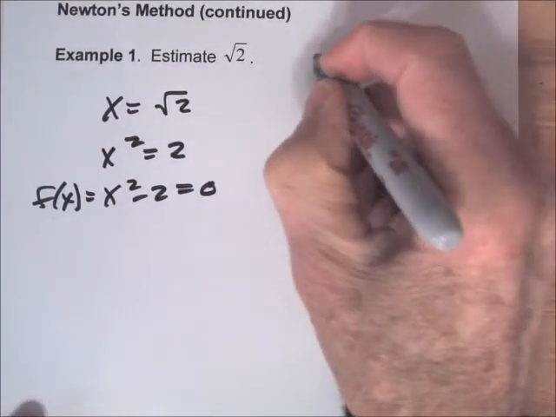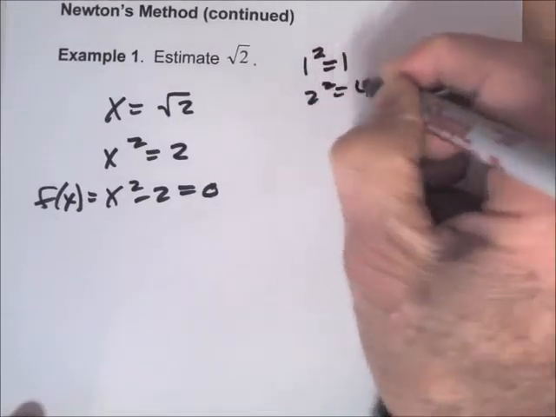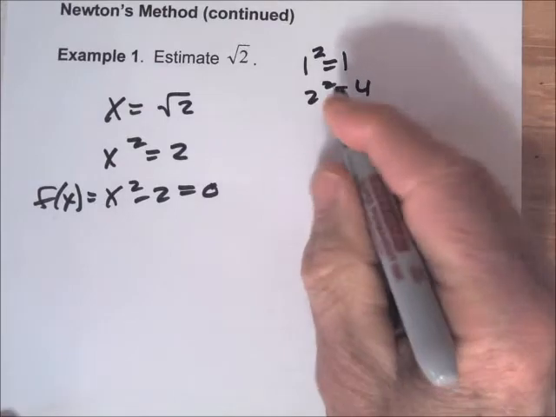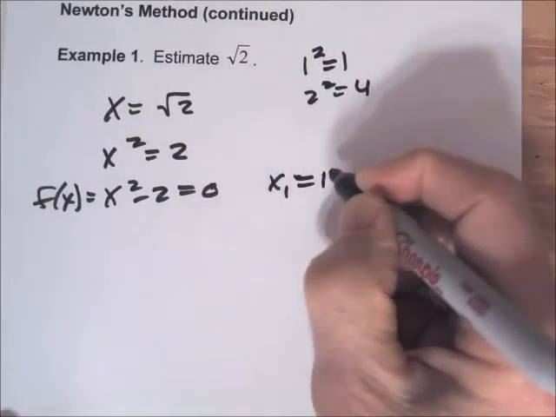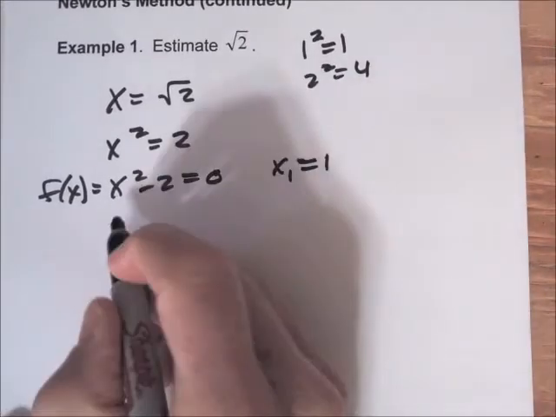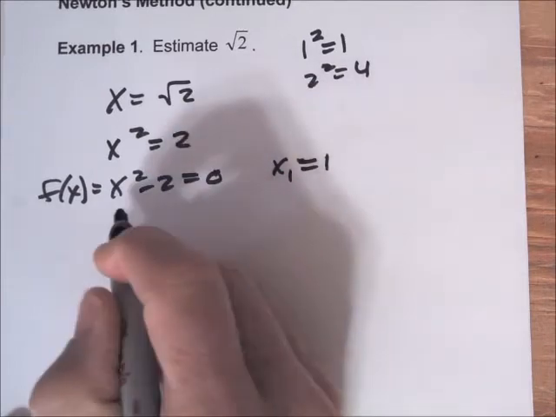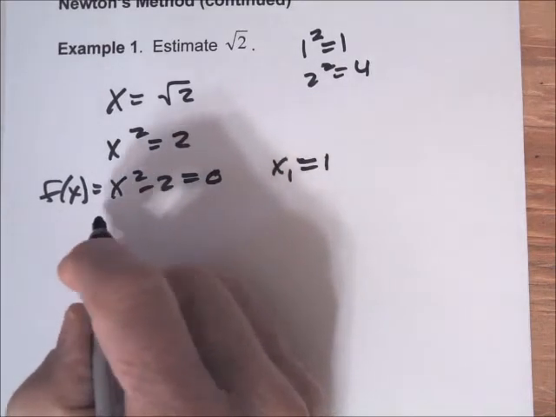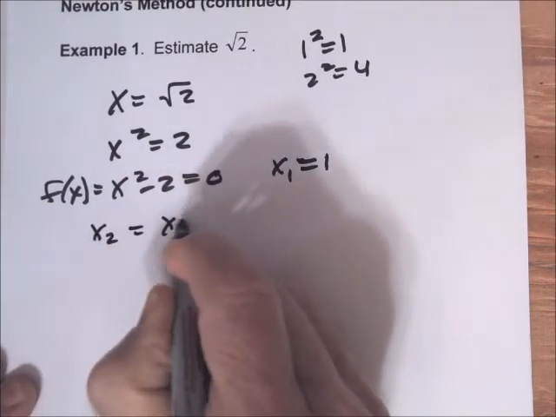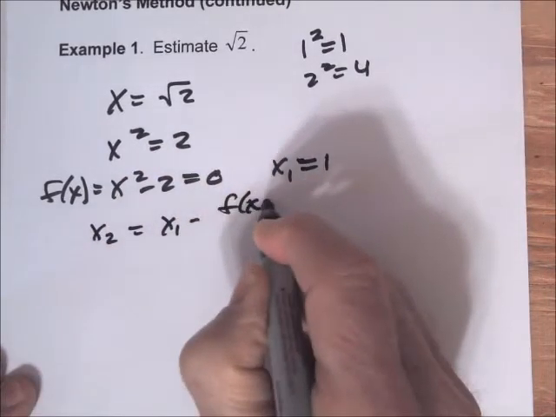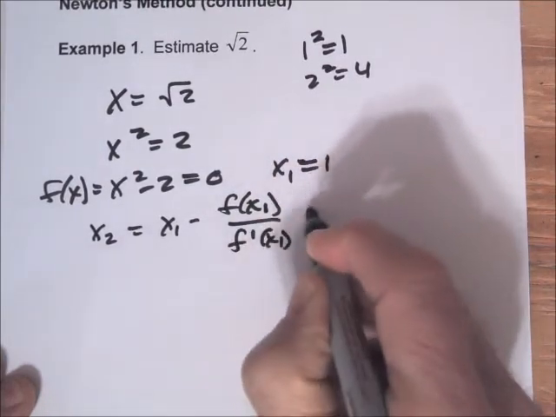We can make an initial guess. 1 squared is 1, 2 squared is 4. So somewhere between 1 and 2 would be a good choice. We'll let x1 equal 1, just to keep things simple, because the computations get a little messy here when you start working with fractions and decimals. So x sub 2 then is going to be x sub 1 minus f of x1 divided by f prime of x sub 1.